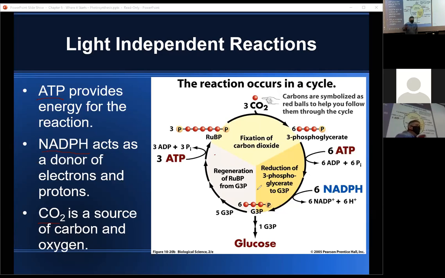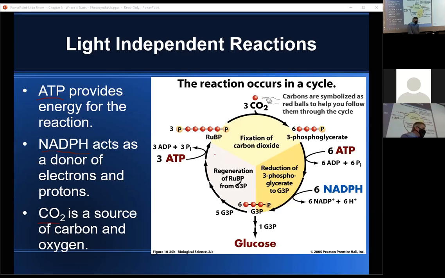And then remember, this is a cycle. Another word for the light-independent reactions is the Calvin-Benson cycle. So just like the Krebs cycle, we have to regenerate one of the molecules that we started with so it can go back into the cycle. So the last stage is regeneration of RuBP, that's ribulose bisphosphate, from PGAL.